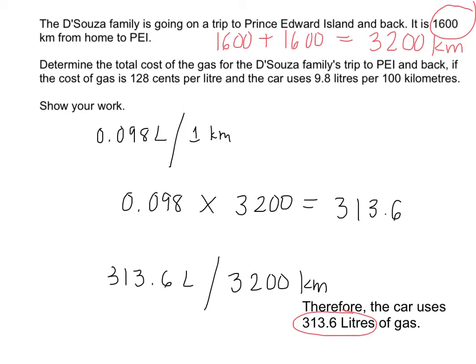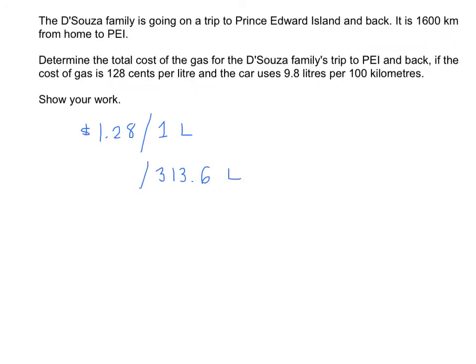But what was the question asking us? The question didn't ask us to determine the amount of gas used. The question asked us to determine the total cost that the gas will be. So what information will help us solve this part of the question? Well, if you remember earlier, we circled 128 cents per liter. So we know the unit rate of cost, which is $1.28 for every 1 liter of gas used. So now what? Well, if we know the total cost for every 1 liter, and we know the total amount of liters that this car needs for the trip, can we figure out the missing cost? What do you do to the number 1 to increase it to 313.6?